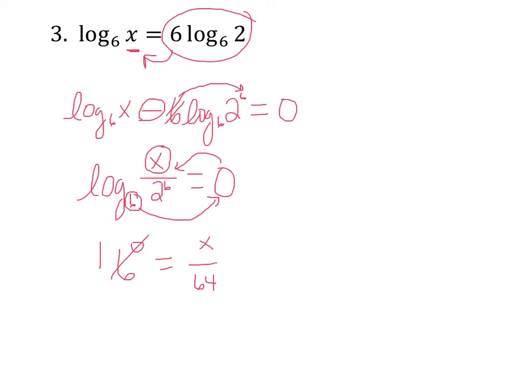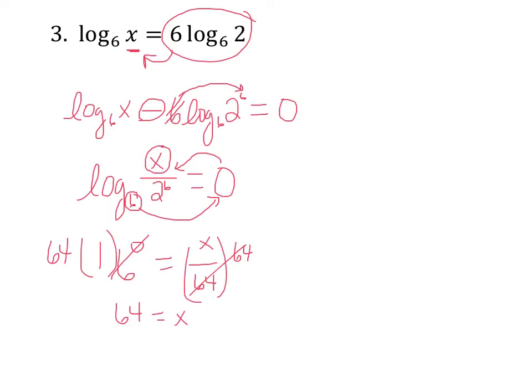So what you can do here is you could multiply both sides by 64, because if you've got x divided by 64, then to get rid of that, you would need to multiply it. And so 64 times 1 is just 64, and that's equal to x.